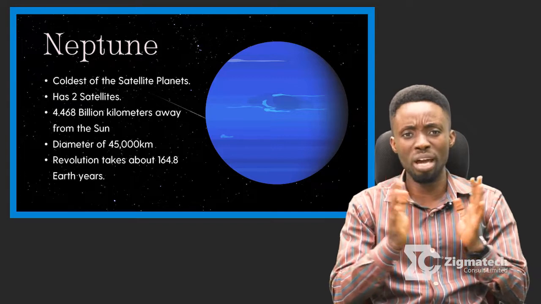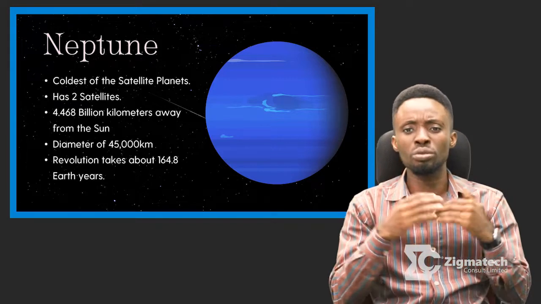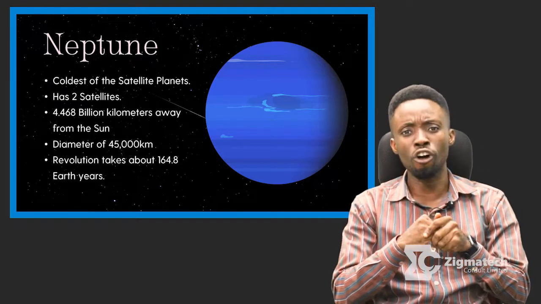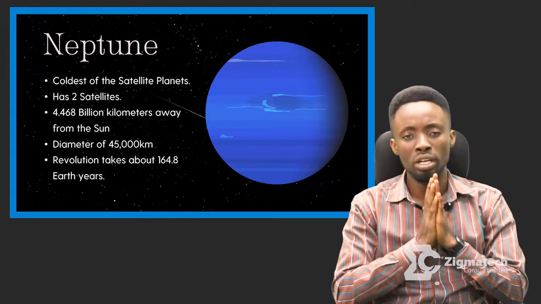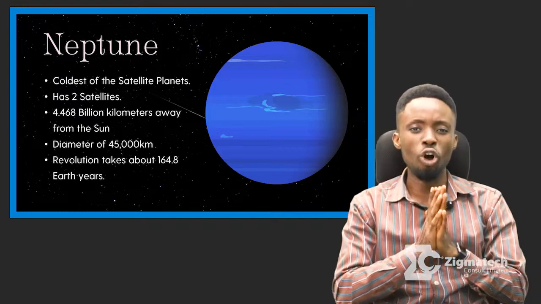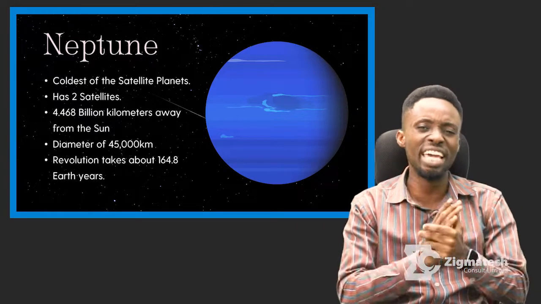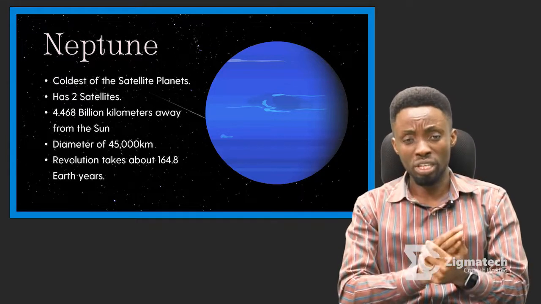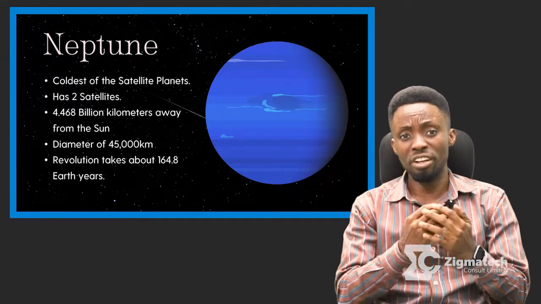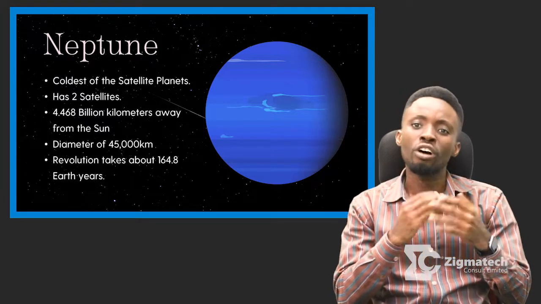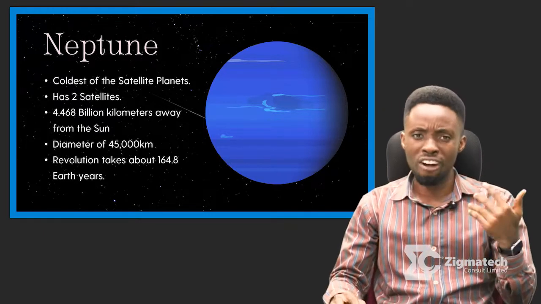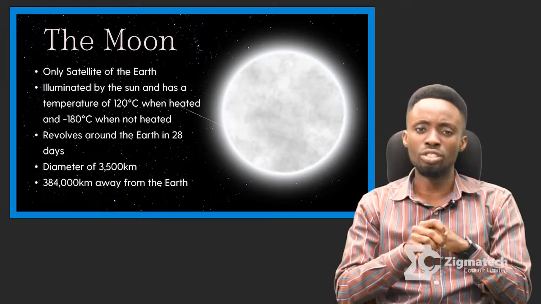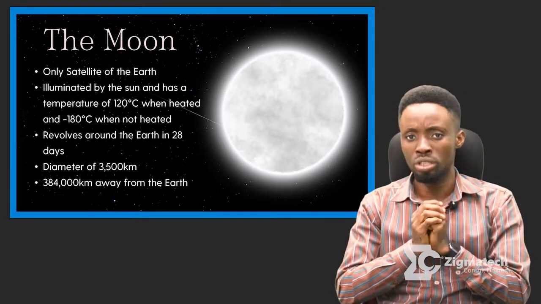Now, in terms of diameter, planet Neptune is 45,000 kilometers wide, and for the planet to go around the Sun, it takes about 164.8 Earth years. So that means on Earth here, we will spend 164 years for the planet Neptune to go round the Sun. So let's look at the only satellite of the Earth, which is called the Moon.